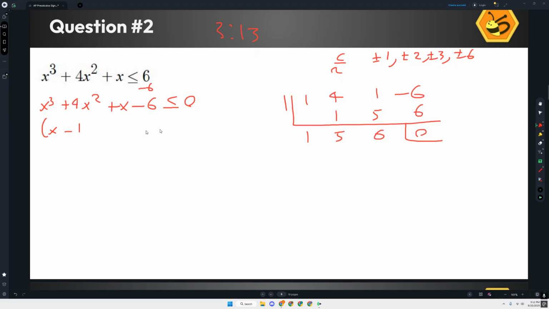So it has to be factors of the constant divided by the leading coefficient. So if it was 2x to the third, for example, and then minus 6 is the last one, you could have plus or minus 1, plus or minus 2, plus or minus 3, plus or minus 6, and you could divide each of them by 2. So you could have plus or minus 1/2 and plus or minus 3/2.